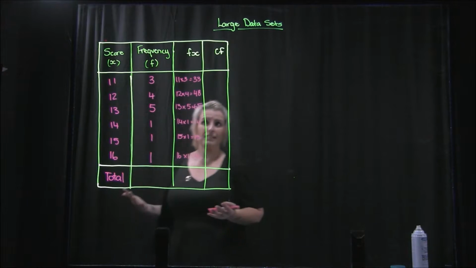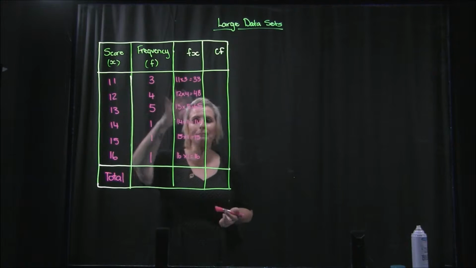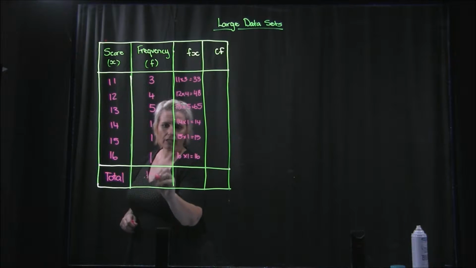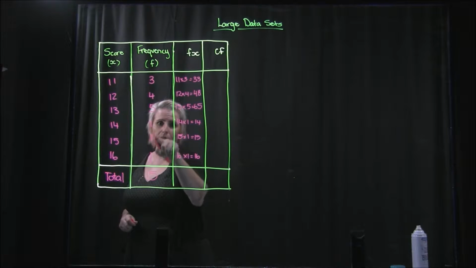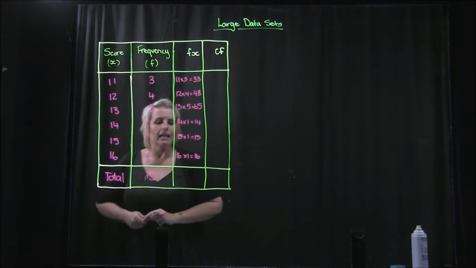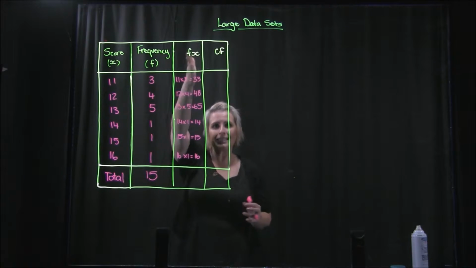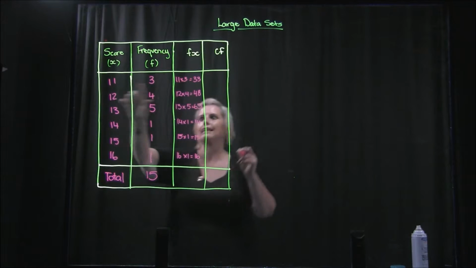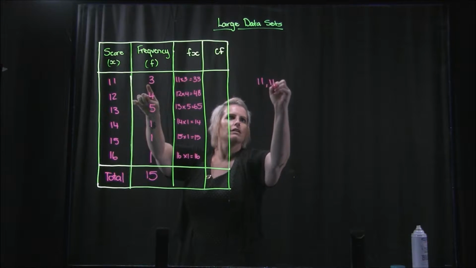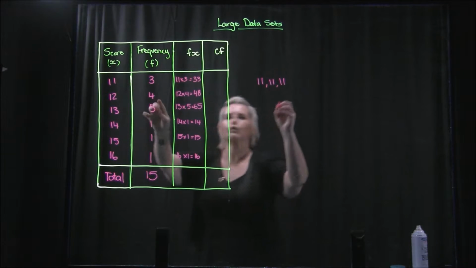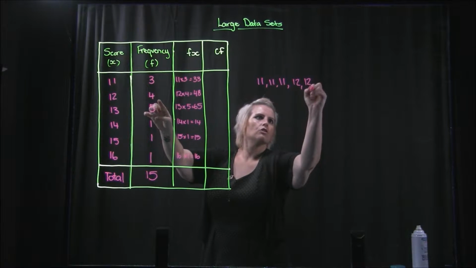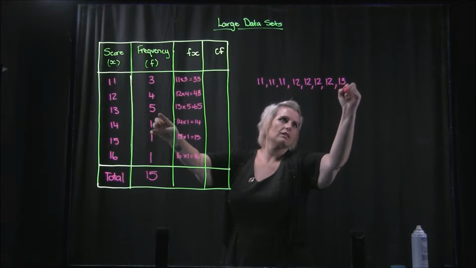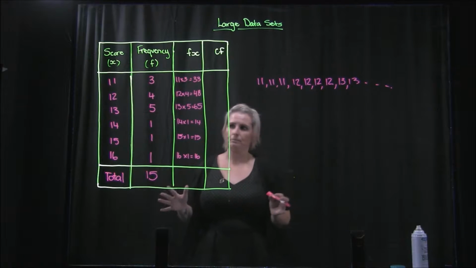So basically the fx column is your ability to be able to add them up quickly. So if I add up all my frequencies, I get 15. So 3 plus 4 plus 5 plus 1 plus 1 plus 1. Now, if I was working out the mean, I need this column, because what this table shows me is 11 occurs 3 times. Then 12 occurs 4 times. Then 13 occurs 5 times, and so forth. So you get the idea.